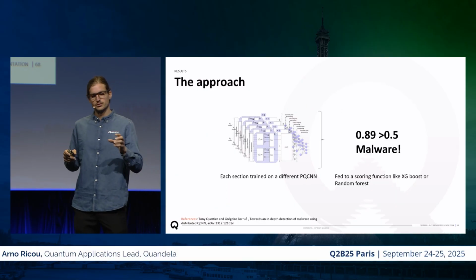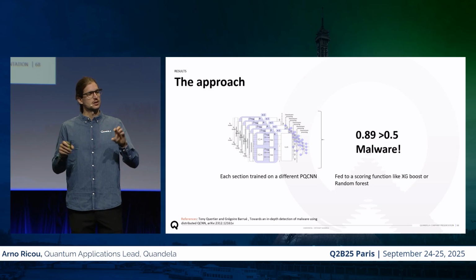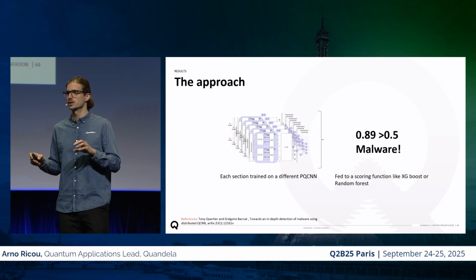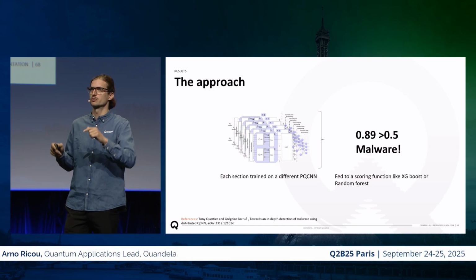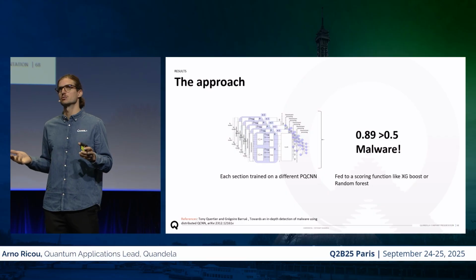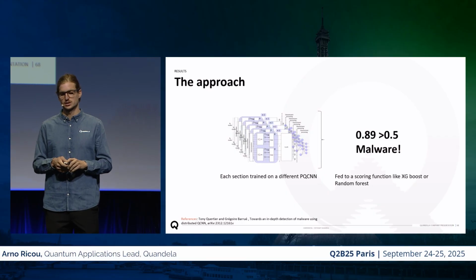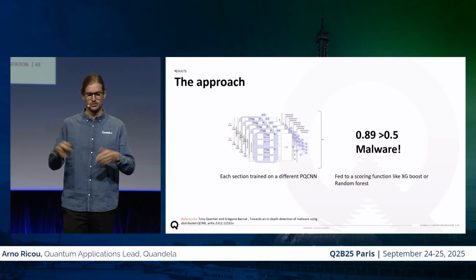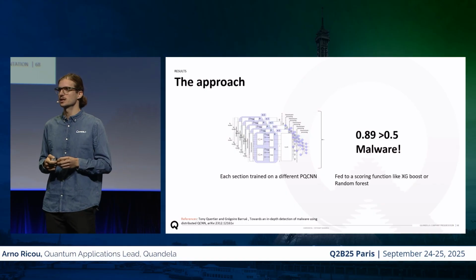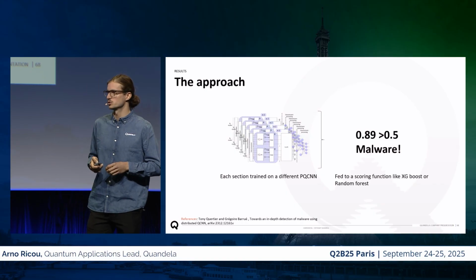And once you have fed each section to a different convolutional neural net that you have trained on the different sections, you just recombine the different convolutional neural nets using a boosting method or random forest. And if you have, for instance, 0.89, which is above 0.5, then you declare that it's a malware, and you were able to spot one.